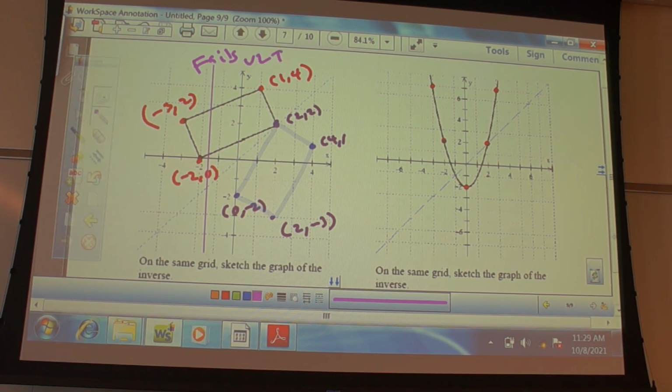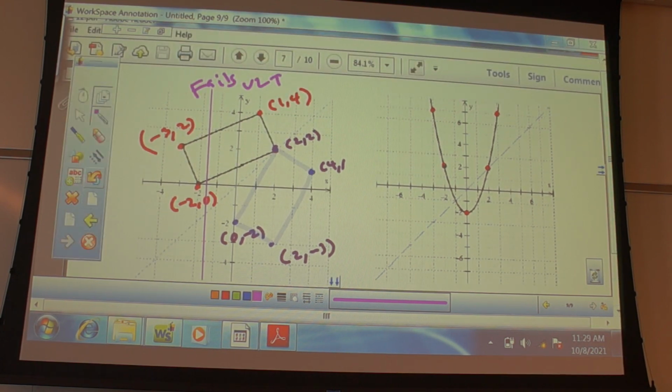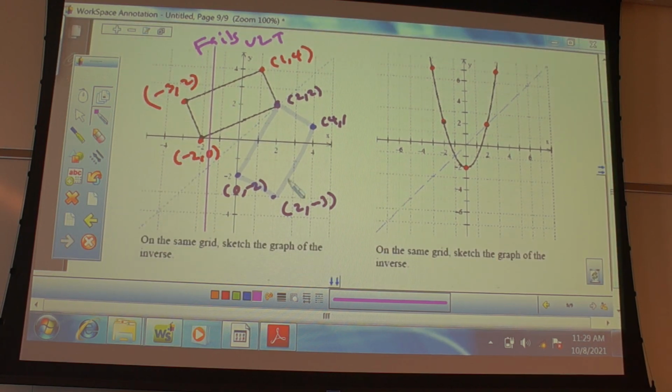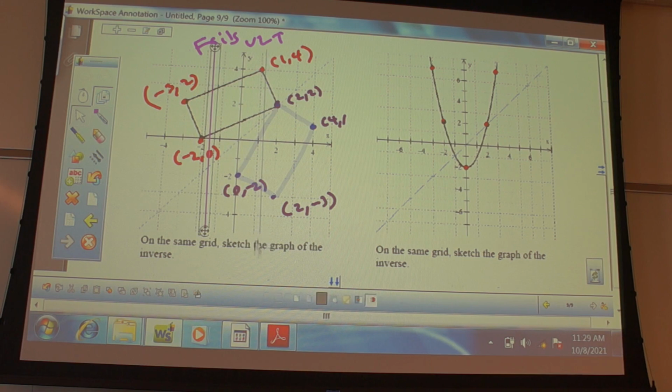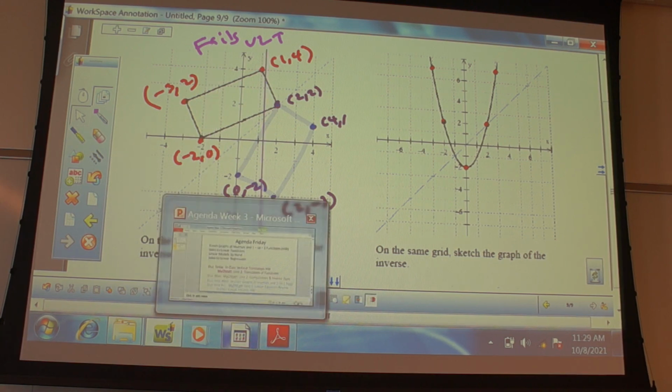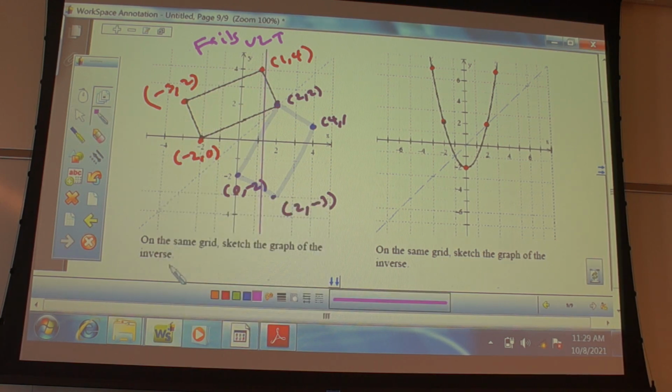So then what you're going to do is a couple things. You're going to say whether the original graph passes the vertical line test, and then also say whether its inverse passes the vertical line test, right? So then I would go over here and say, if I move the pink line over, this also totally fails the vertical line test, right? So then the inverse fails the VLT also.